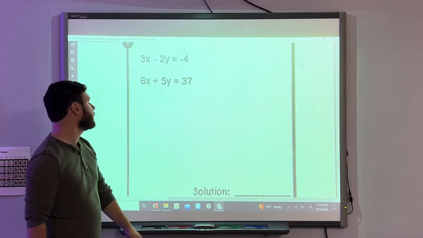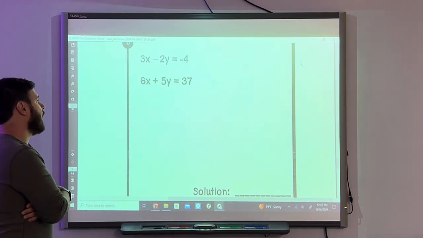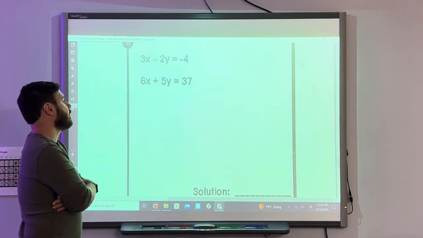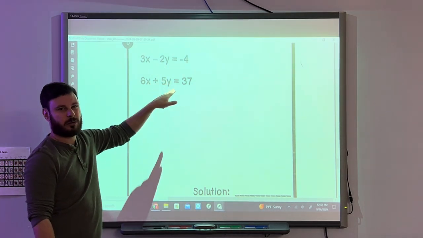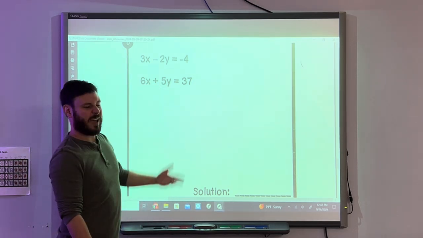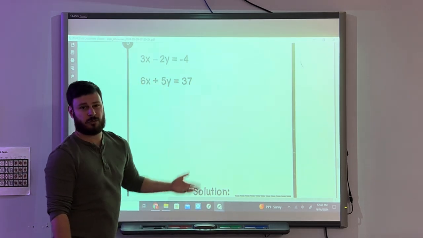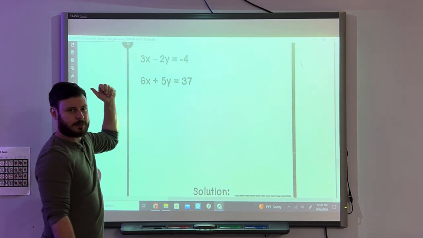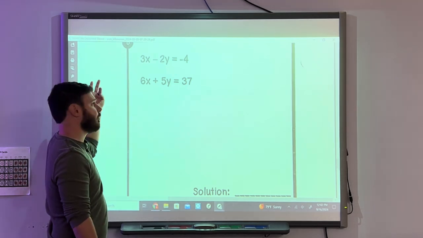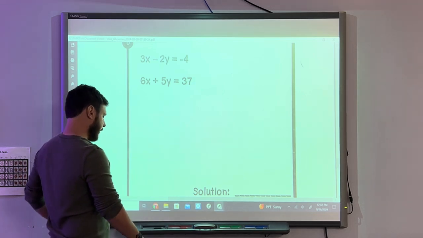Same number, same sign. All right, so now I need to multiply, and it's not very easy for me to turn a 2 into a 5 with multiplication. I could multiply it by 2.5, but that would mean the rest of this is gross. So let's turn a 3 into a 6 instead. That's easy. I can just multiply the whole thing by 2, and that will work.